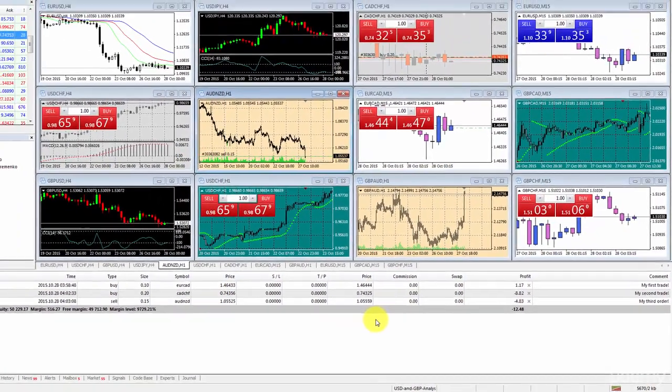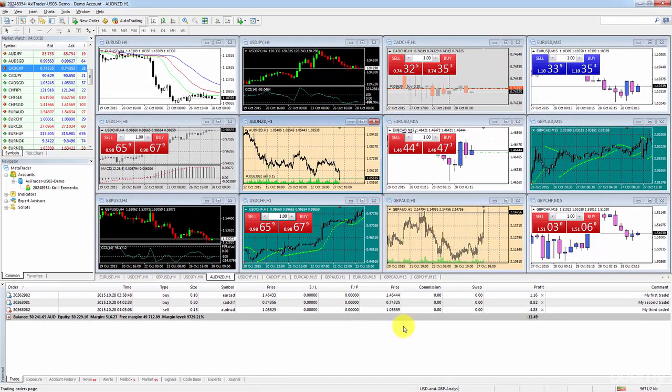As you can see, it's very simple. You just have to make sure that you're entering everything correctly and double check many times before you actually click the button, because once you've clicked it, the order is in the market.